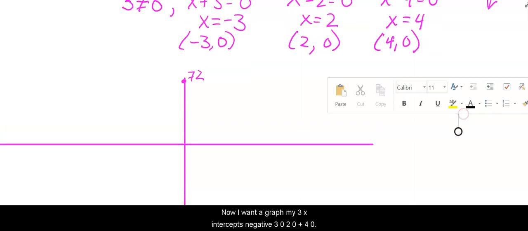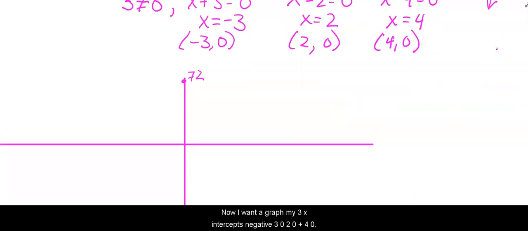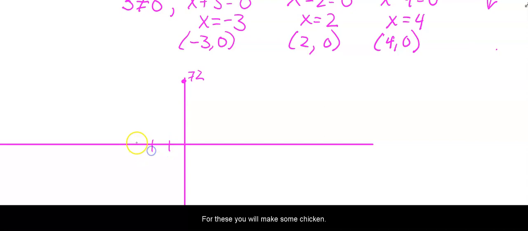Now I want to graph my 3 x-intercepts, (negative 3, 0), (2, 0), and (4, 0). For these, you will make some tick marks, 1, 2, 3, 4, 5. Clearly, my graph is not to scale. So I've got (negative 3, 0) on the left, (2, 0) on the right, and (4, 0) further on the right.